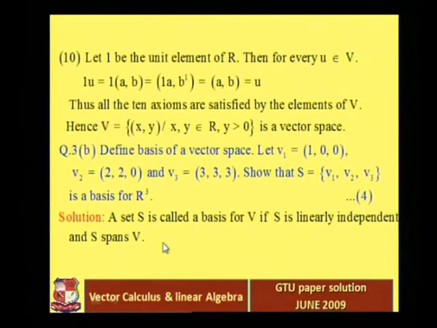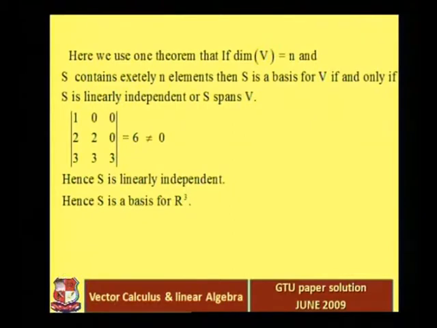There is one shortcut to prove that the given 3 vectors are a basis, and for that we have to use one important theorem. First of all we define the basis. A set S is called a basis for V if S is linearly independent and S spans V. If these 2 conditions are satisfied, then we can say that the given 3 vectors are basis vectors for R3. And for that, here is one important theorem which we use.